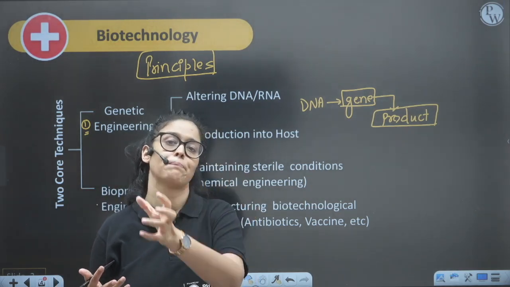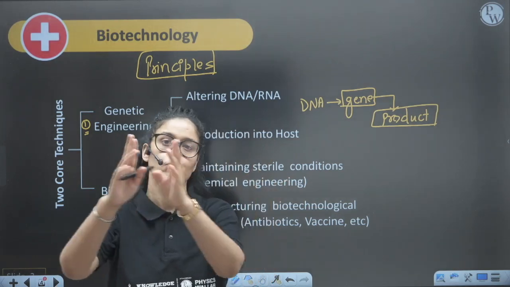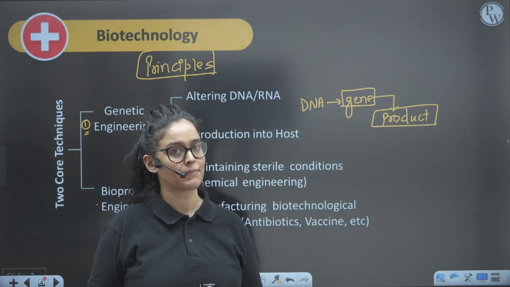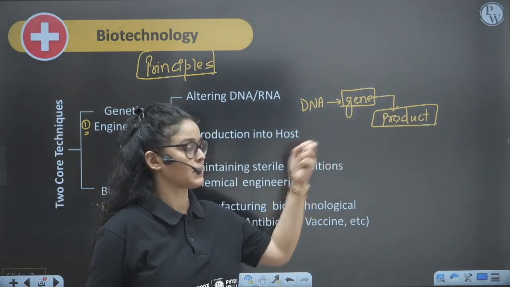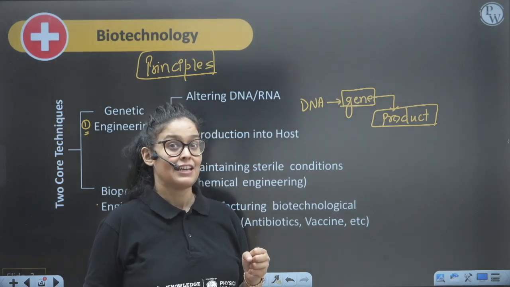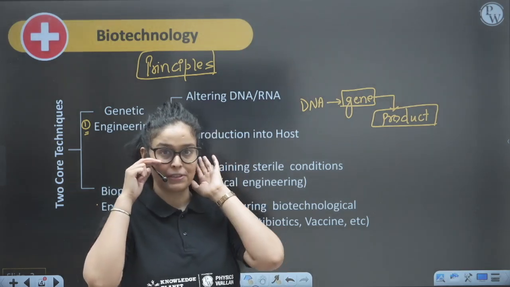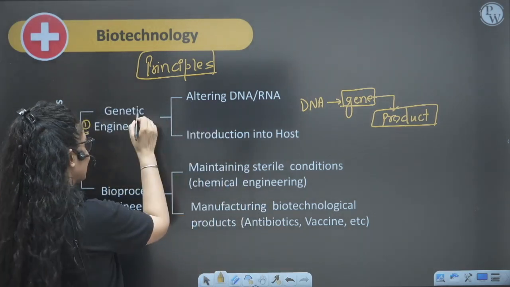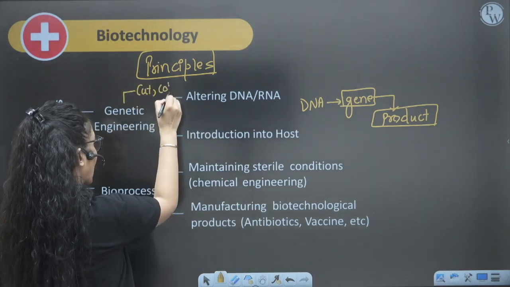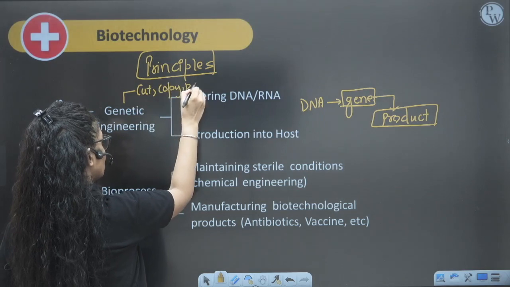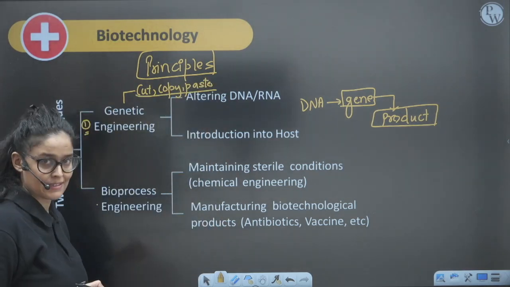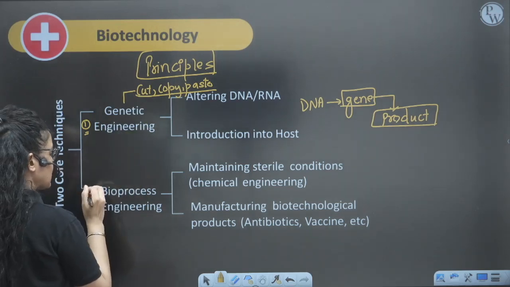So cut, copy, paste. We will cut the gene, paste it in the host, and then it will replicate and form copies of the gene, and will form the product also after transcription and translation. You must have done that in the molecular basis of inheritance, right? So genetic engineering is nothing but cut, copy, paste. How? I will tell you. The gene that we want, we will cut it, copy it, and paste it. This is the first principle.